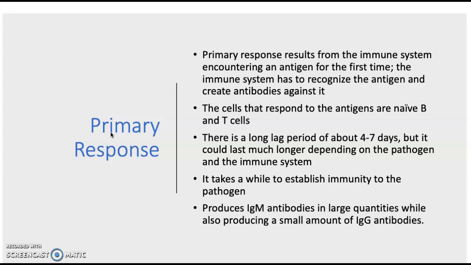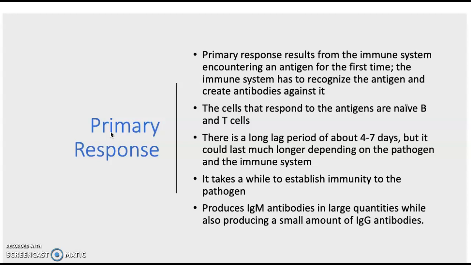Okay, now let's speak on the primary response. The primary response results from the immune system encountering the pathogen or an antigen for the first time. The immune system is required to identify it and create cells to inhibit it or kill it. The cells that respond to these antigens are naive B and T cells. They have not encountered this specific antigen before.